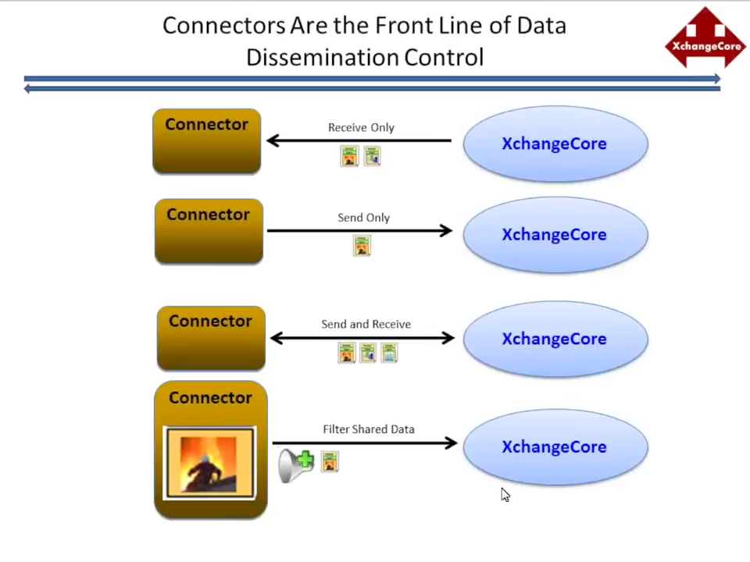As I mentioned briefly earlier, the connectors are the front line of data dissemination control. First of all, if you have 100 data fields and you only want to share 5, configure your connector to only share those 5 data fields. The other 95 data fields will stay private to you. They won't ever be accessed. Similarly, you can set up your connector to receive information, to do a read-only connector with the XchangeCore. You could connect it to send only to the XchangeCore, or you could have the fuller experience where you've got a two-way collaboration with that XchangeCore sending and receiving information. And you can also then set up your interface such that the data is filtered.